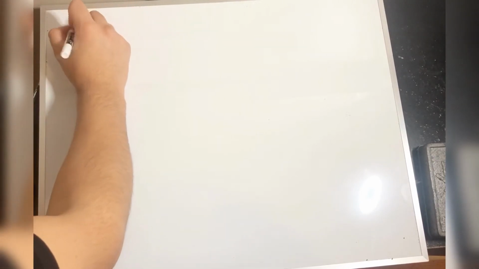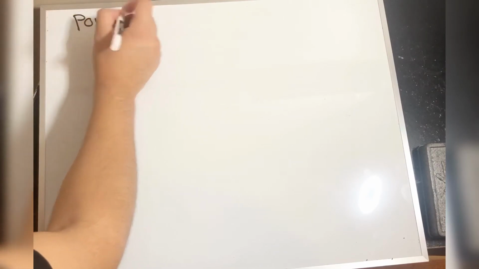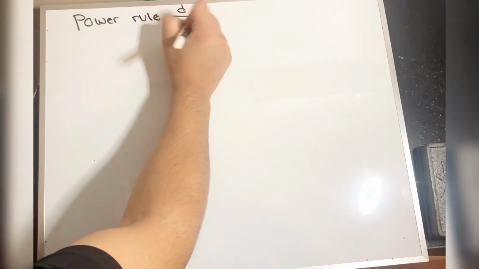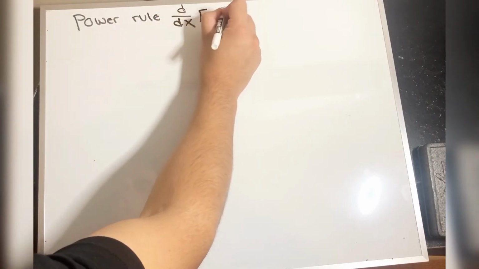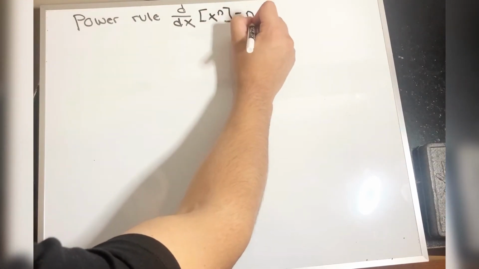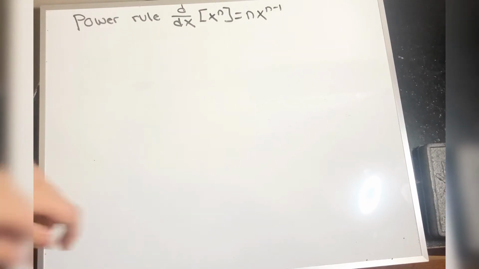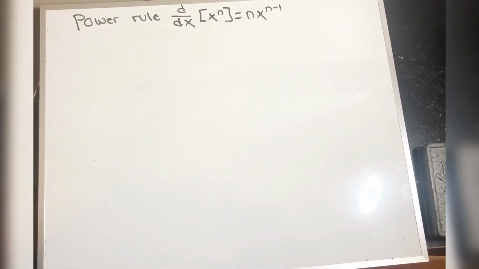Okay, so today we're going to be talking about the power rule in Calculus 1. First, we have to see what the formula is. So, let's write it down. Now, this formula just tells us that whenever we have an exponent, we can find the derivative in a faster way.